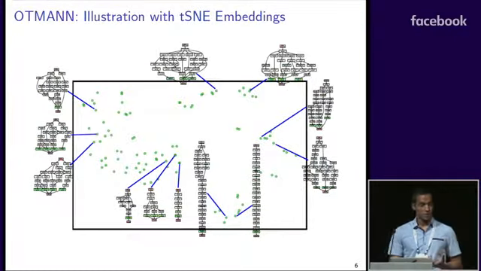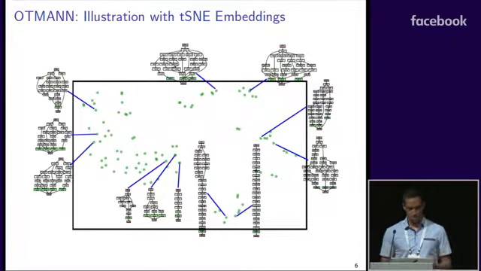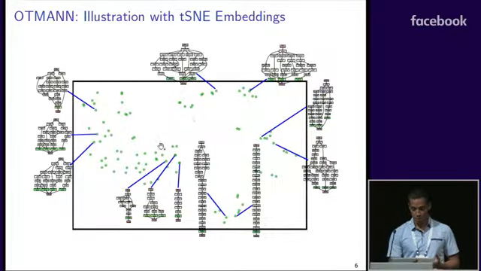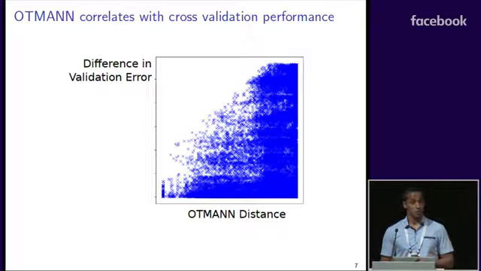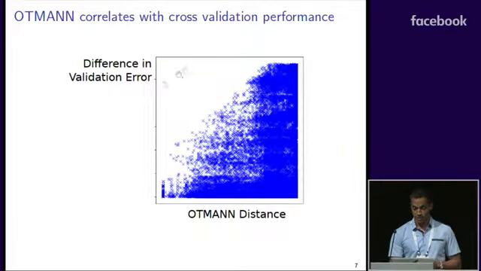So here's an illustration of this distance using a two-dimensional t-SNE embedding, just to convince you that this is reasonable. Over here, we have these small networks. Over here, we have these feed-forward-like networks. And over here, we see a lot of branching. And this scatter plot shows that this distance correlates with cross-validation performance. So each x here refers to a pair of networks. The x-axis shows the distance between these networks. The y-axis shows the difference in the validation error on a real data set. And as you can see, networks that are close according to this distance, that is, the distance is close to 0, have similar validation performance. Whereas when the distance increases, then there's more variation.